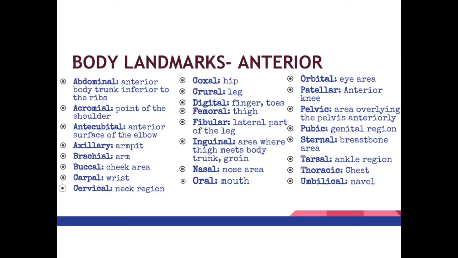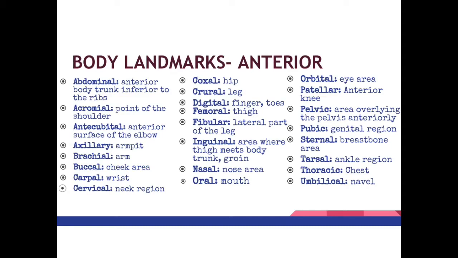So we're going to start here with regional terms, also referred to as body landmarks, and we're going to start with all the regional terms that are on the anterior part of the body. So remember, anterior is the front side of the body. So starting with abdominal. Abdominal is just the anterior body trunk, inferior to your ribs.